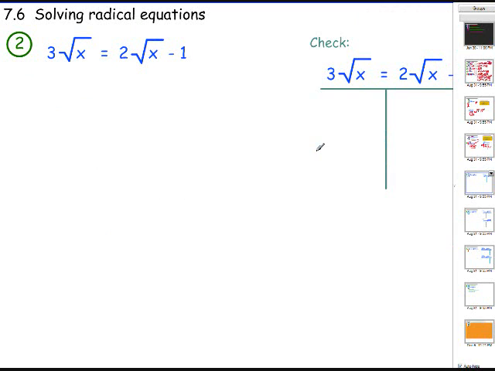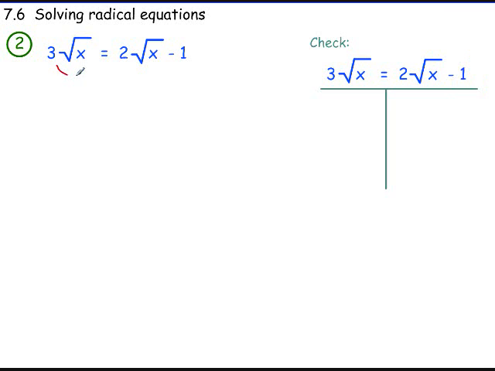Let's try another one. Now, these are going to get more complicated as we go, but we've still got an x we're trying to solve for. We use the same principle always. We try to get all our x's on one side of the equation. Right now, I've got 3 square roots of x on this side and 2 square roots of x on the other side. I want them both on the same side, so I'm going to subtract 2 square roots of x from both sides.